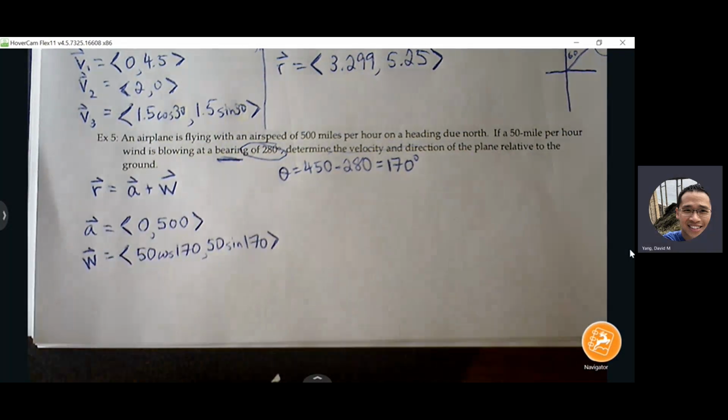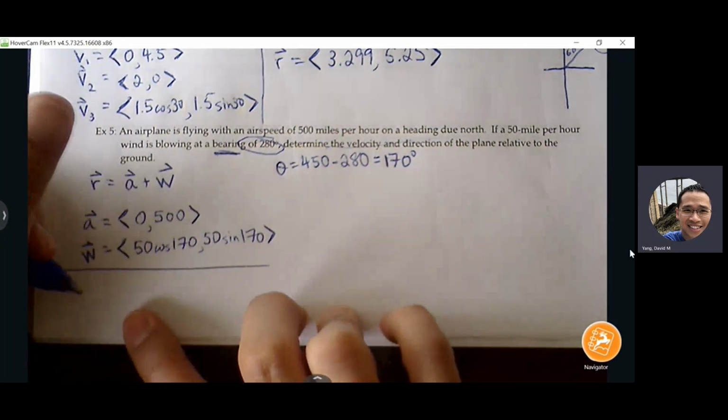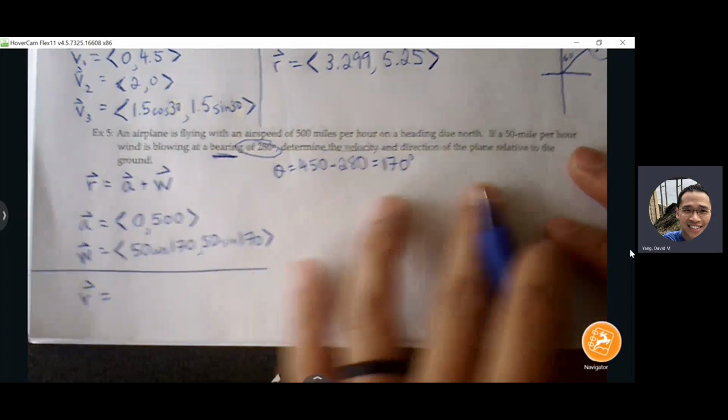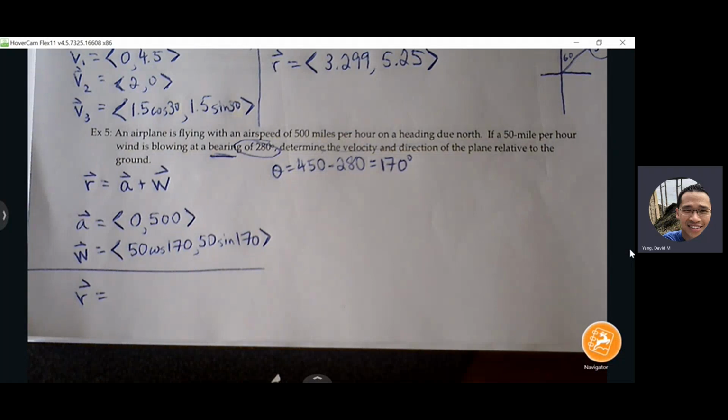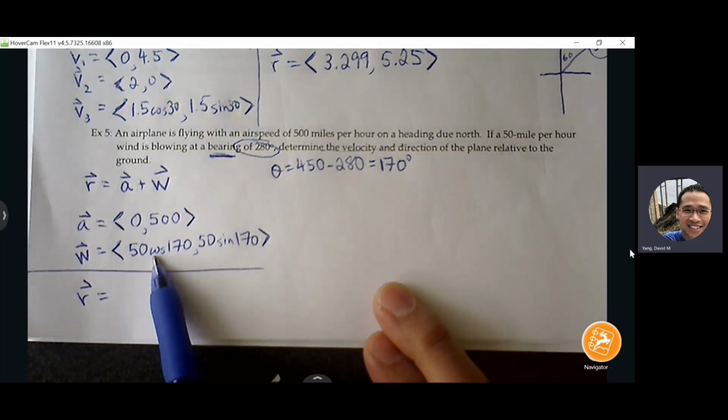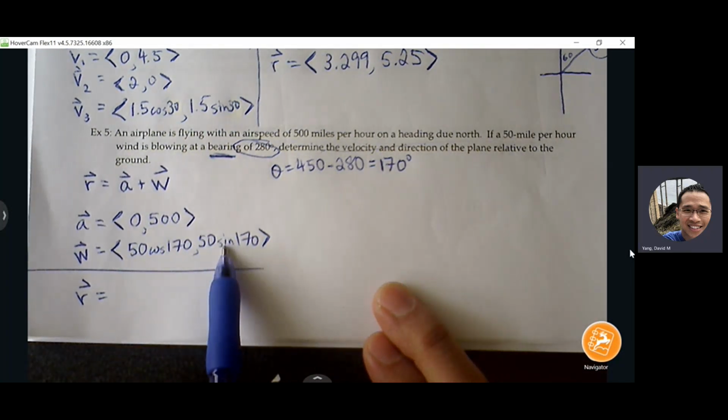We add these together. That'll get us our resultant vector. And once we get our resultant vector, then we can find everything from that resultant vector. We can do the direction using inverse tangent, and then we can do the magnitude using the Pythagorean theorem. Okay, so horizontal component plus horizontal component, vertical component plus vertical component.